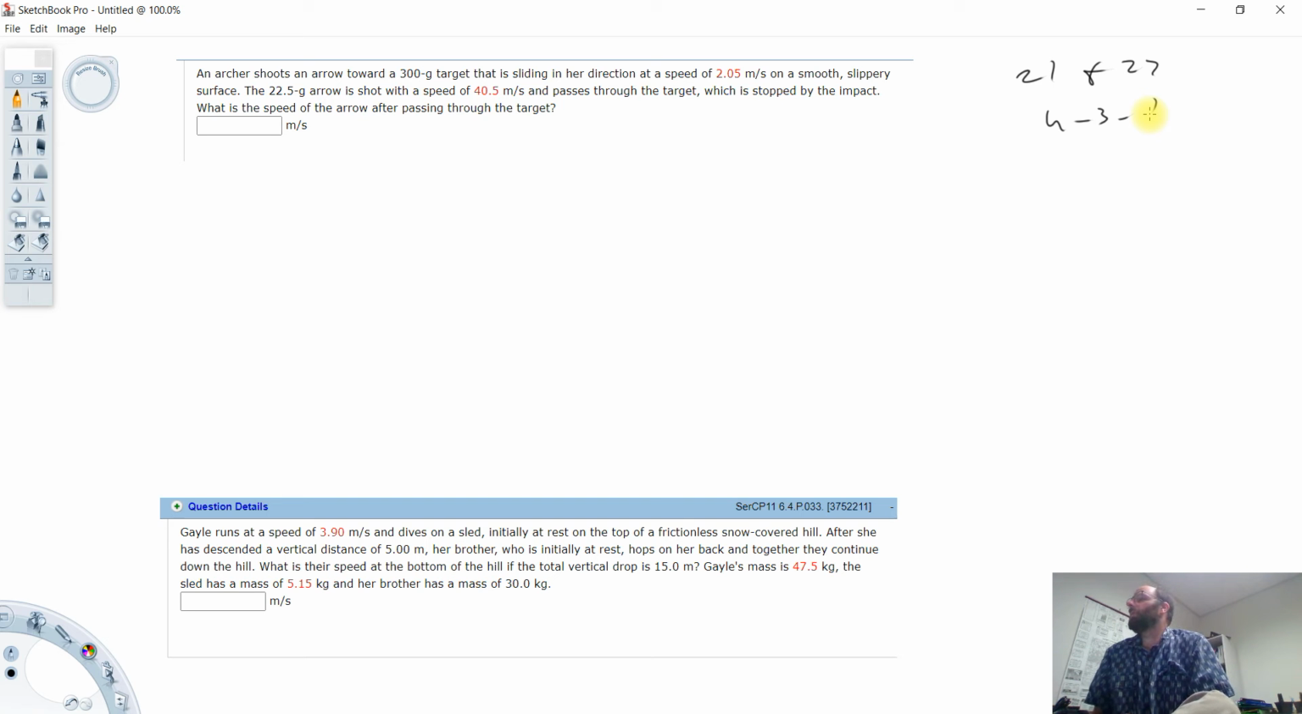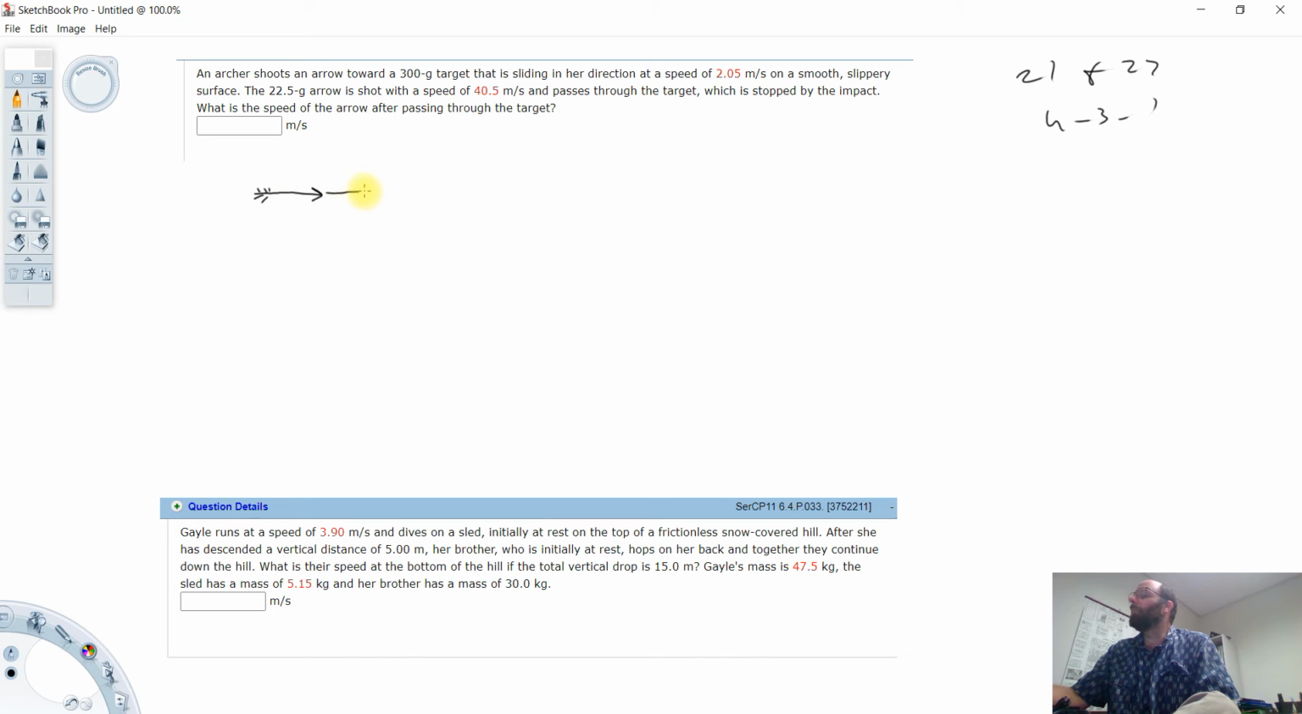Let's see, it says an archer shoots an arrow towards a target that is sliding in her direction. So this is about an arrow hitting a target. Let's start with this. We don't even really need the archer in here. We've got an arrow.